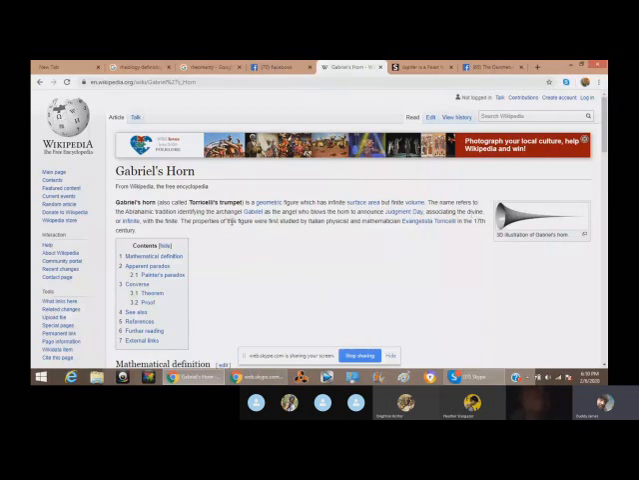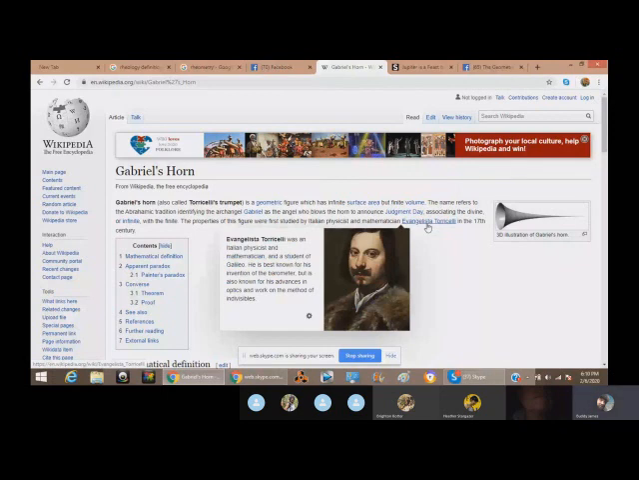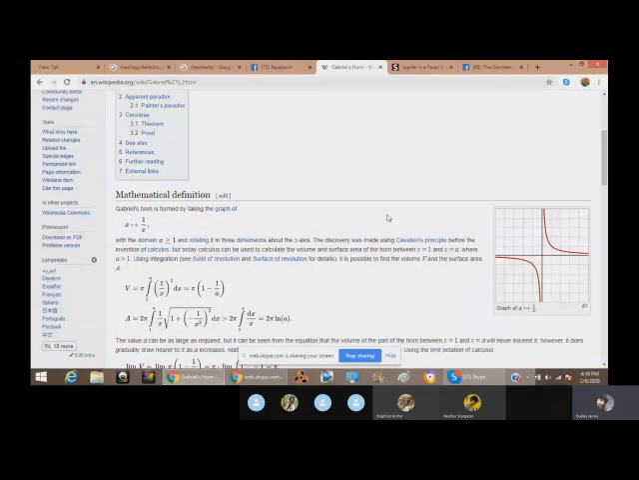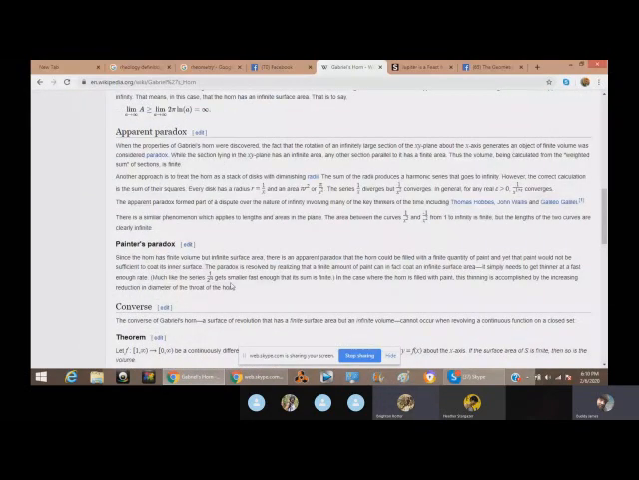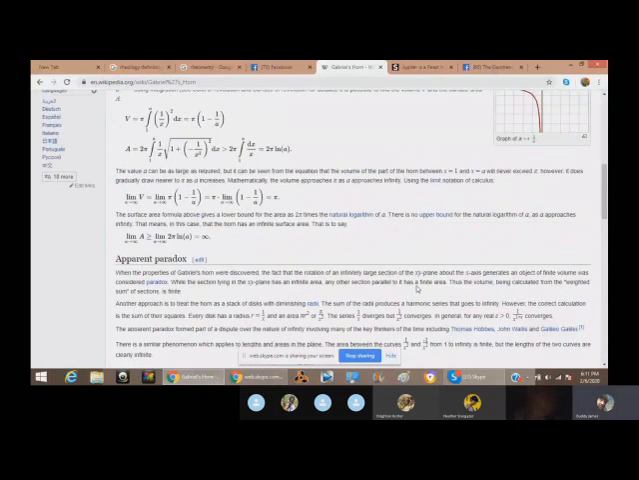The properties of this figure were first studied by Italian physicist and mathematician Evangelista Torricelli in the 17th century. Does this only apply to this horn, or does it apply to all open structures like that? Space-time structures would also work in the same type of dynamic. You can see here the painter's paradox and the throat of the horn and the reduction of the diameter here.